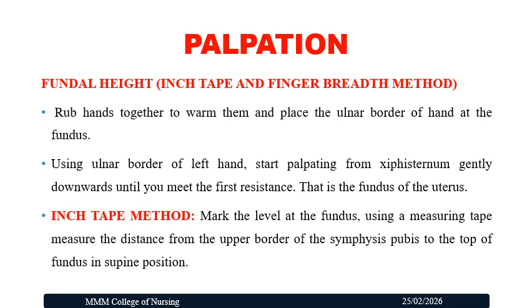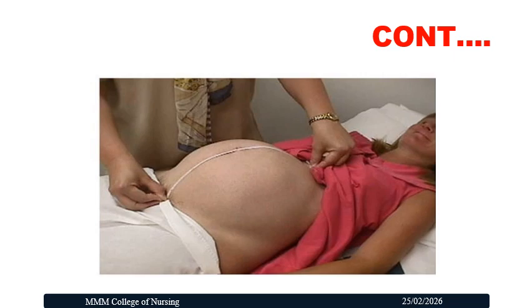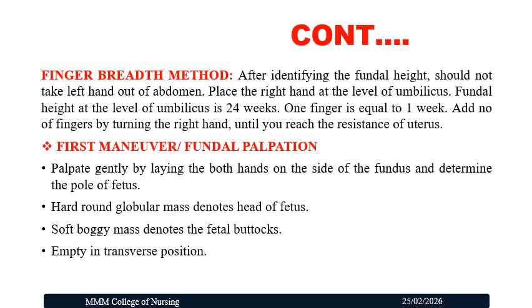Okay, so the inch tape method. In the inch tape method, from the point where the resistance is found till the symphysis pubis, the inch tape has to be measured and represented in centimeters. Next method is the finger breadth method. So this is an image of the inch tape method.